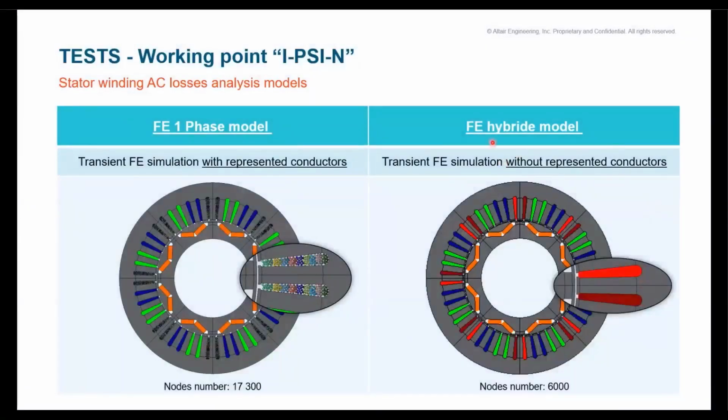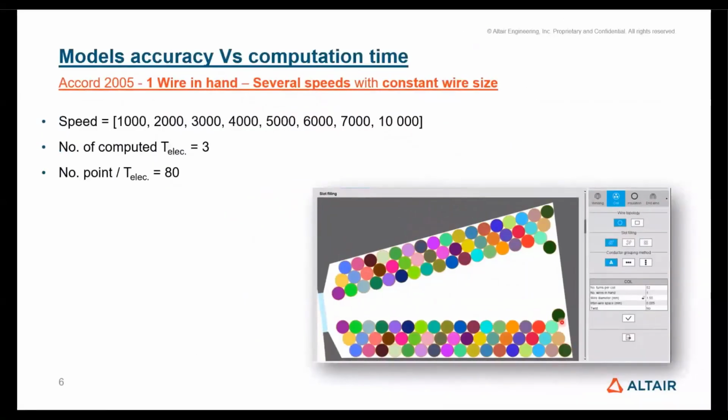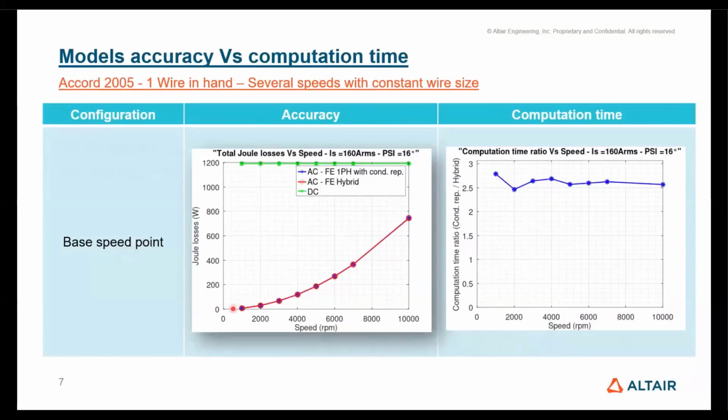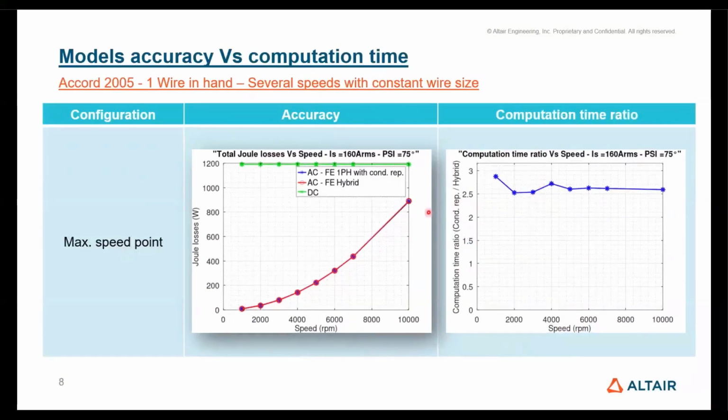Here we have two finite element models, the one phase model and the hybrid one. And we clearly see both models are really different in terms of nodes, with a ratio of 3. There is a first case with one wire in hand, and we simulate it for several speeds and a constant wire size. On the base speed point, we see AC losses evaluated with the one phase and hybrid models really match, with a computation time ratio of 3. We obtain the same result for the max speed.